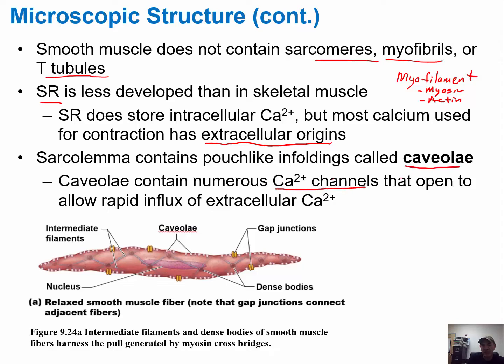So if we look here at a diagram of a smooth muscle cell, which doesn't have striations in it, you can see the caveoli here labeled. So there are several of these pits, and within those pits are going to be the calcium channels. And they get stimulated to open and allow calcium to go into the cell when the muscle cell is stimulated with an action potential.